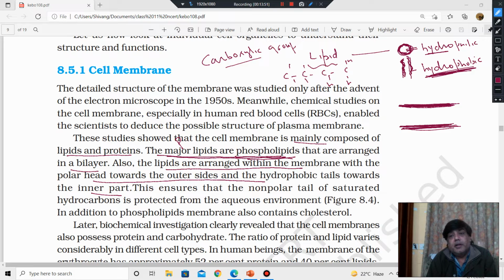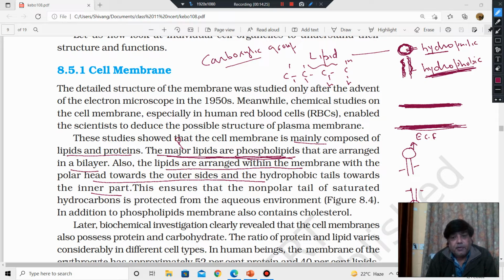So in the lipid arrangement, the two layers of lipid are arranged in such a manner that the hydrophilic head is situated towards the aqueous environment, that is, hydrophilic head facing extracellular fluid, and in another lipid layer, the hydrophilic head is facing towards the cytosol or cytoplasm, and hydrophobic tails are towards the inner side, away from the aqueous solution.